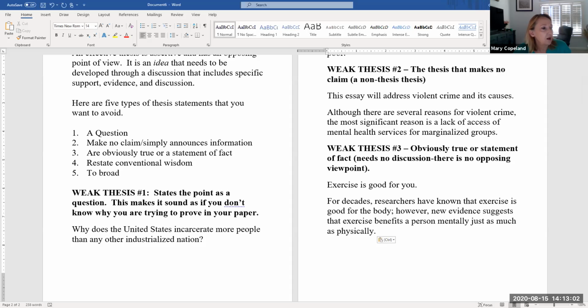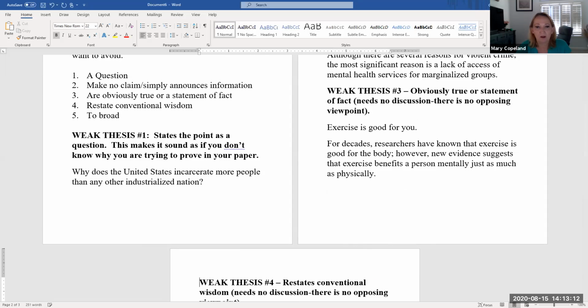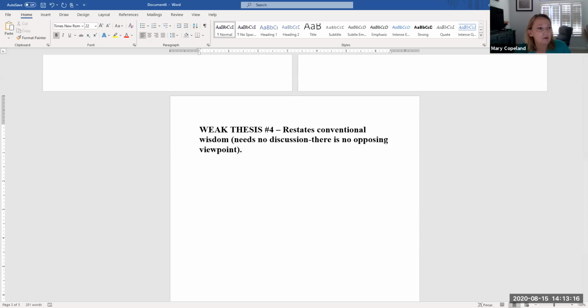The next one is restates conventional wisdom. And this is very similar to number 3. They're almost interchangeable because exercise is good for you as conventional wisdom too, right? It's just things we already know. But let me give you one example.